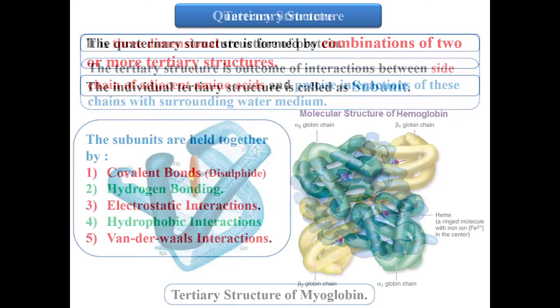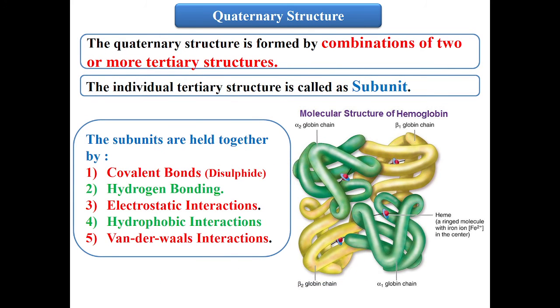Now the next structural level is quaternary structure. Quaternary structure is formed by combination of two or more tertiary structures. Meaning when two or more tertiary structured proteins combine with each other, there is formation of a quaternary structure. These tertiary structures are associated with each other with the help of various types of non-covalent interactions such as hydrogen bonding, electrostatic interaction, hydrophobic interaction, and van der Waals interaction.